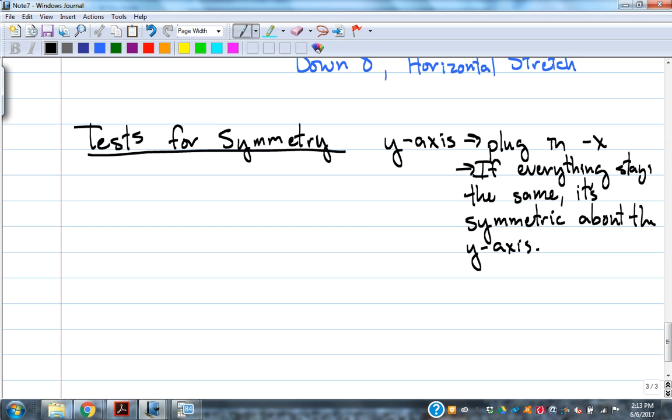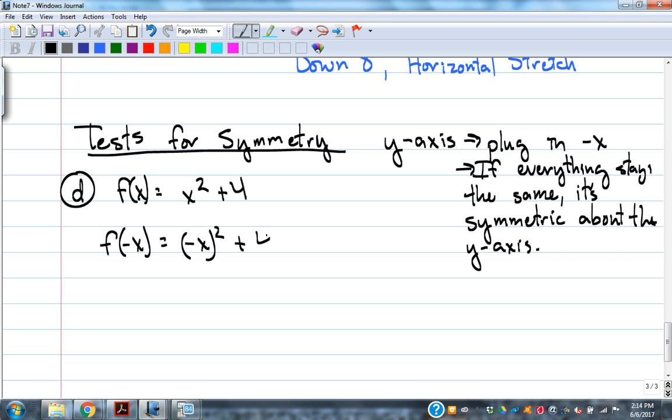Okay, if everything stays the same. If anything is different once you simplify it, then it's not symmetric about the y-axis. So for example, we have this function f of x is equal to x squared plus 4, and I plug in a negative x: negative x squared plus 4. So I'm simplifying this. Negative x times negative x would be positive x squared plus 4.